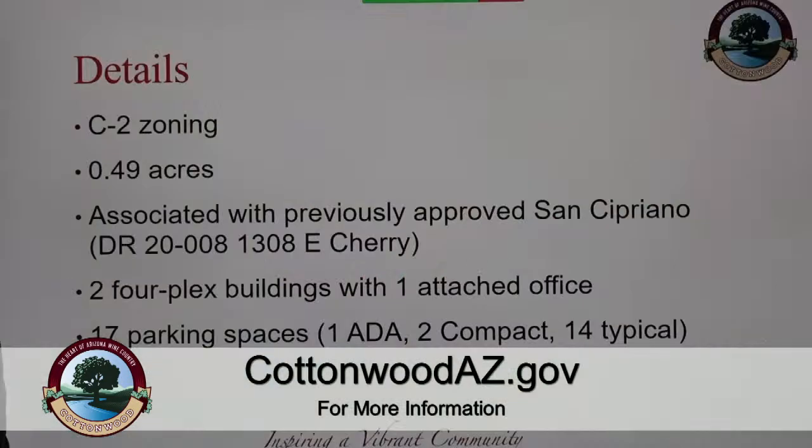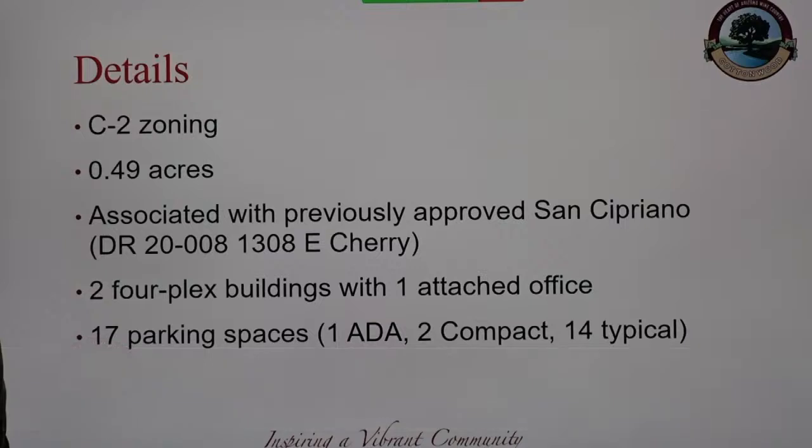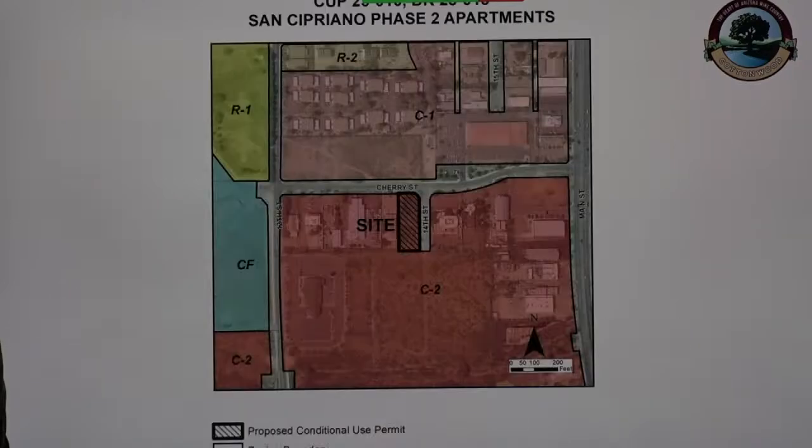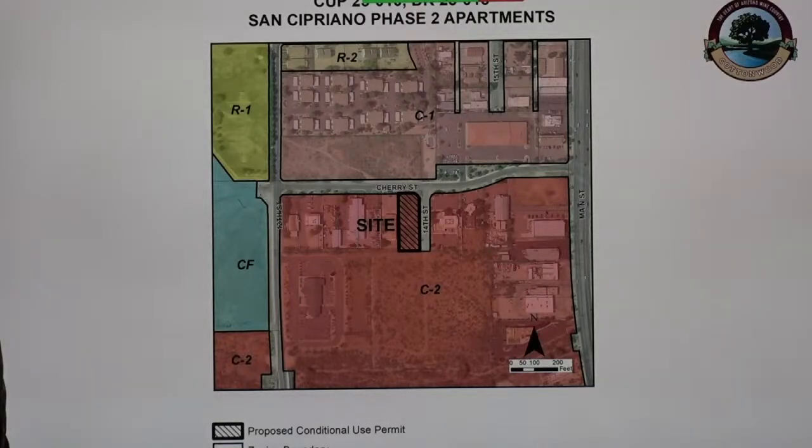This would consist of two fourplex buildings with one office attached to one of those buildings, and it would include 17 parking spaces, 8 of which would be garages, 9 of which would be exterior. The location of this is, again, the southwest corner of 14th Street and Cherry Street.